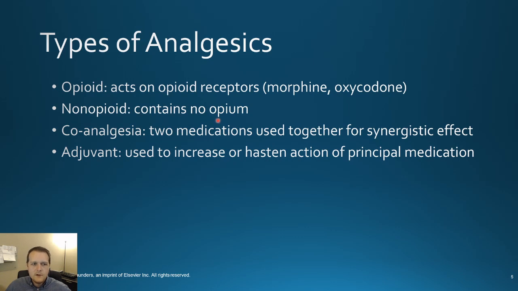So types of analgesics we'll talk about. Opioids are going to be a big topic here just because they're used very frequently, both in the inpatient setting and during surgery and all kinds of things like that, and also on the outpatient for more chronic use. And then we'll talk about non-opioids as well, basically meaning they contain no opium, they don't contain any products that activate opioid receptors, okay? We say co-analgesia, that means we're basically using 2 medications for synergistic effect, as I mentioned. And if I say an adjuvant, that means something that will work to increase or hasten the effect of the principal medication. We'll talk about a few examples of that later on.